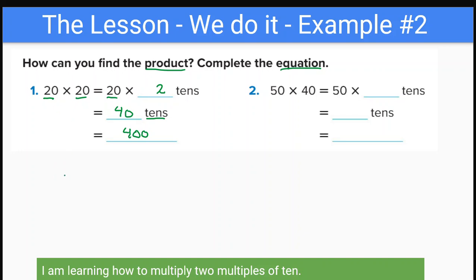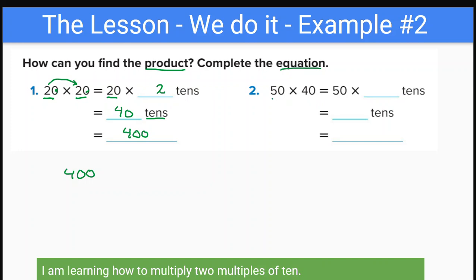Now there's lots of different ways that you could do it. I wouldn't have done it this way. I would have gone 20 times 20. Well, I would have said 2 times 2, that's 4. And there's 10 here and 10 here. That's 400. The product is 400. That's the way I like to do it. We'll do it their way, and then I'll show you my way again.